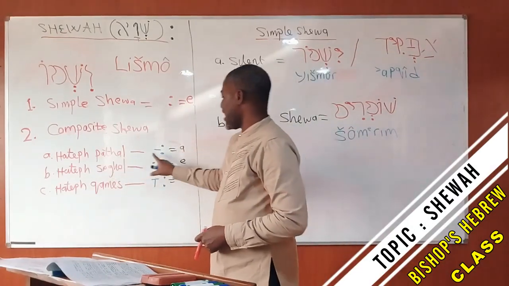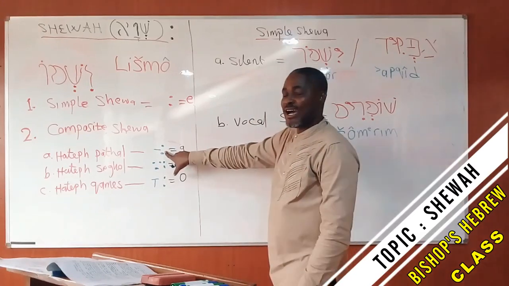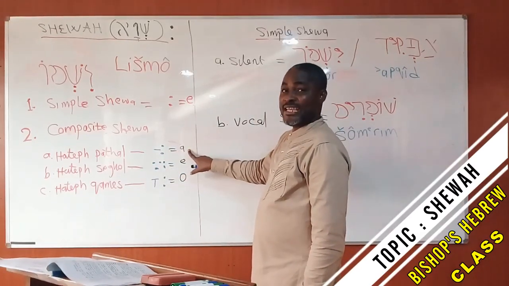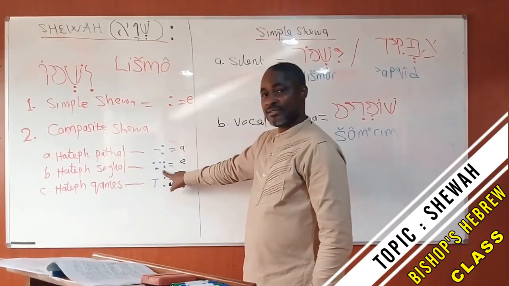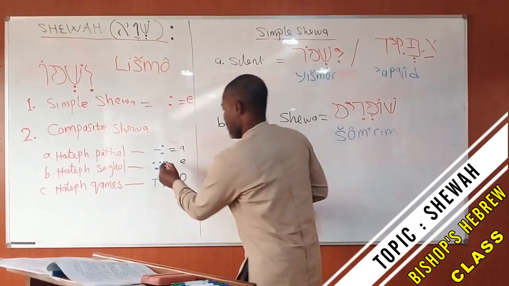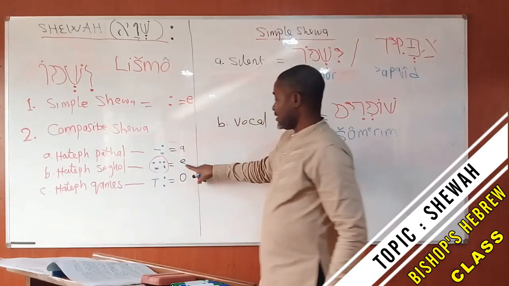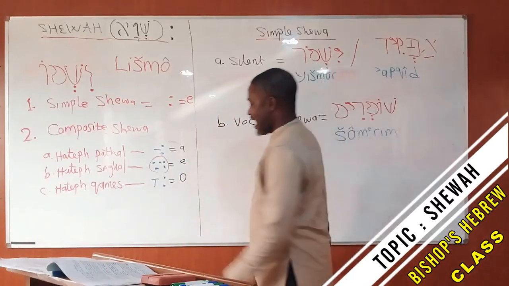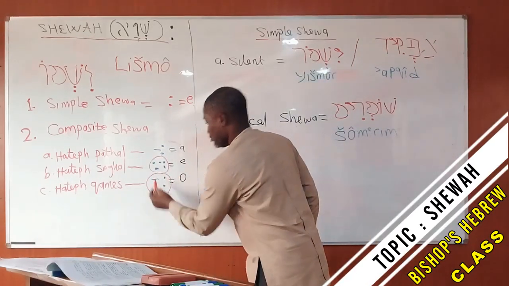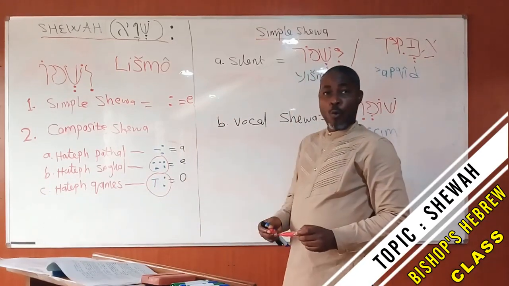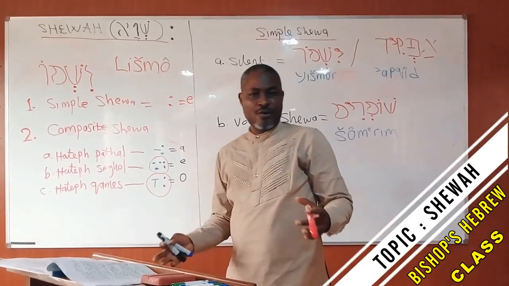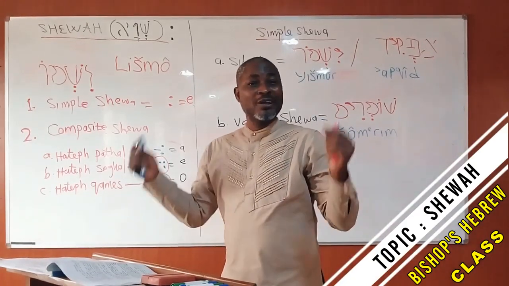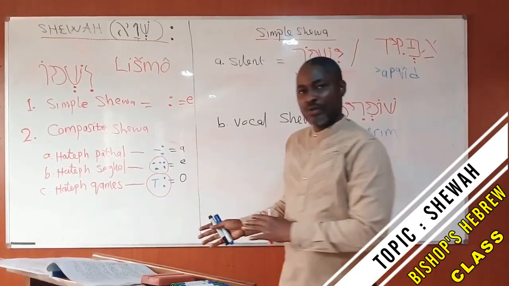Now, this is the sign for atef patah, and this stands for an A in transliteration in English. Atef segol is this sign, and it stands for an E. And atef kames stands for an O. But composite SHEWAHs are only used for what are called guttural letters. We are going to come to that.